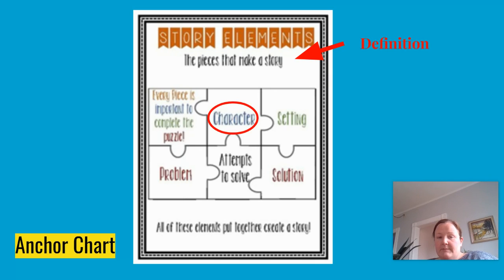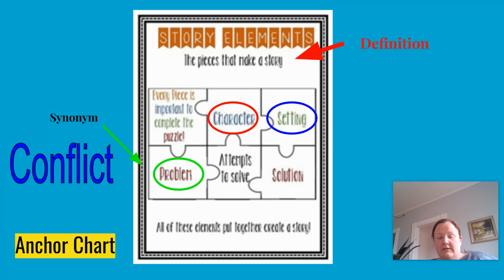The first thing that we're going to be looking at in story elements is always the characters. So who are the main characters in the story? Setting is also an important element of the story pieces. There can be more than one setting. The problem is what we look at next. When we talk about problems, we usually use the word conflict. So we need to remember that conflict is a synonym for problem.